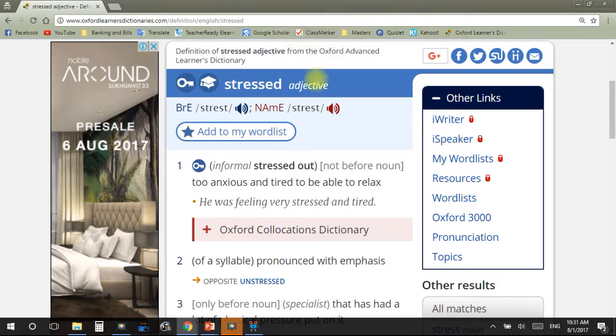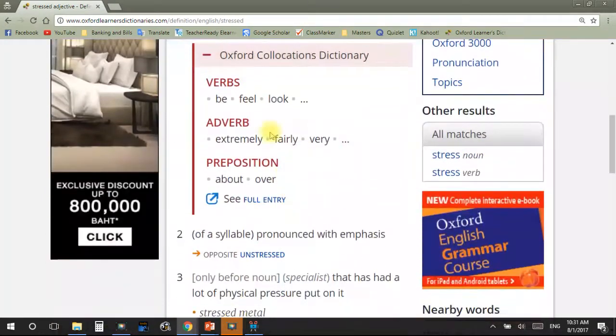So we see here that adjective stressed is a feeling. He was feeling very stressed and tired. Now again, let's look at our collocations about how to use this feeling stressed. We often use the verb to be. He is stressed. I am stressed. And feel. I feel stressed. She feels stressed. Or look. The man looks stressed in the photo.